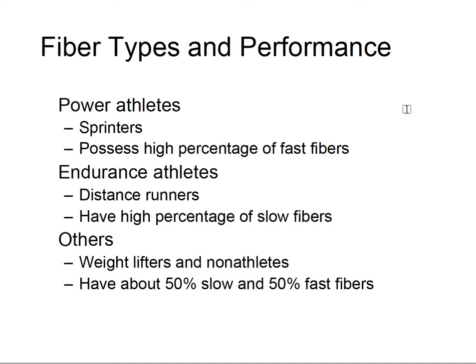Endurance athletes, on the opposite side of this spectrum of muscle fiber types, like marathon runners or Tour de France bike riders, would have a high percentage of the slow fibers, a high percentage of type 1 fibers. And if you're just lifting weights, or if you're a more sedentary person, it sort of depends, but it's probably around 50-50: 50% type 1, 50% type 2.